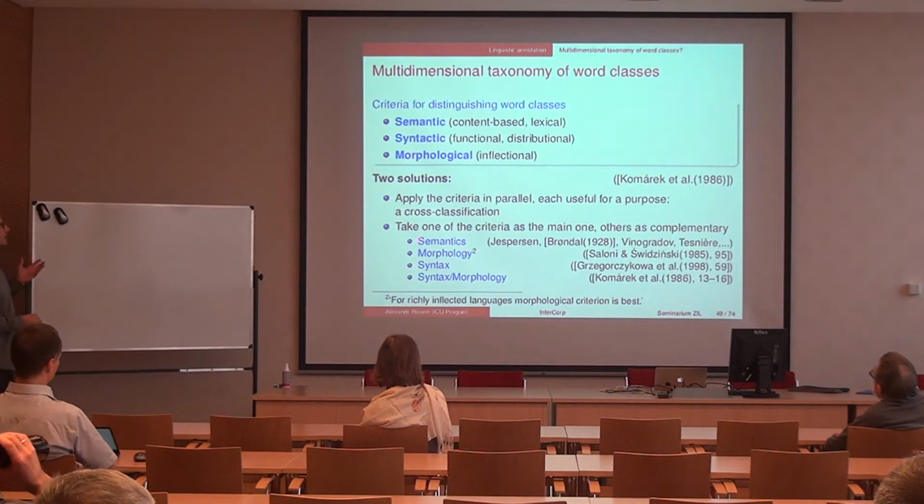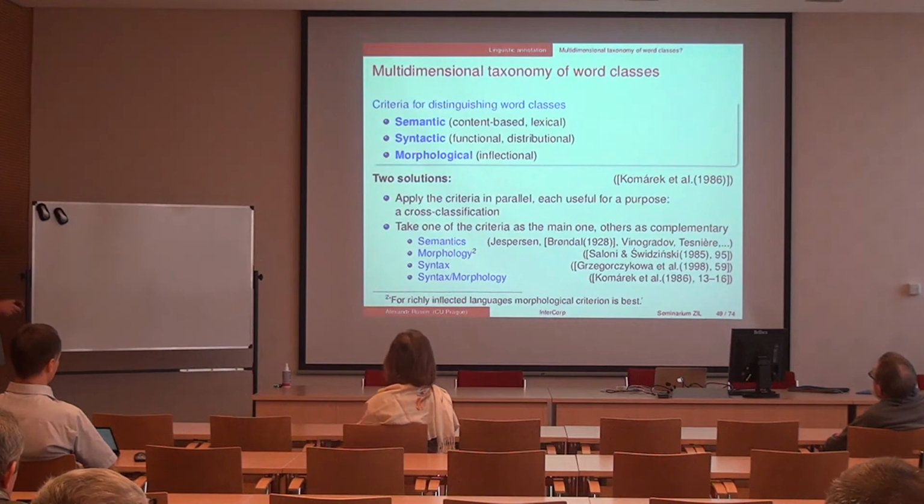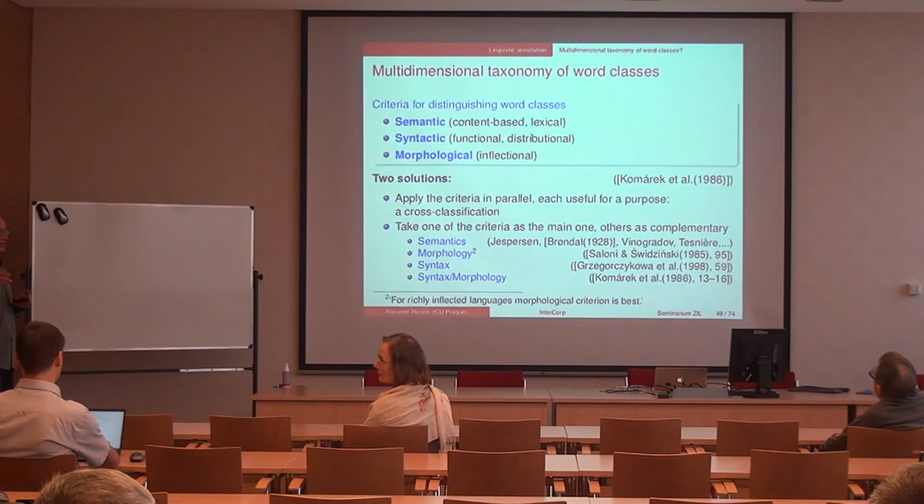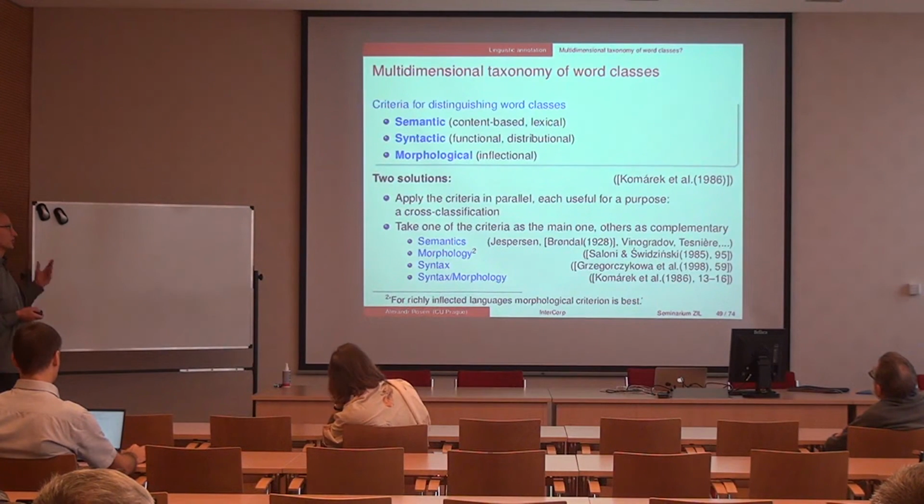Yeah, but what I would really prefer is that you can apply those three criteria in parallel. So you would have a multi-dimensional taxonomy of word classes, and together with that, those morphological categories would go as well.